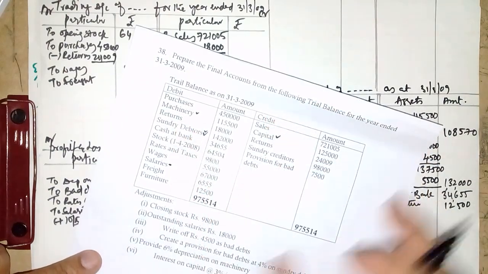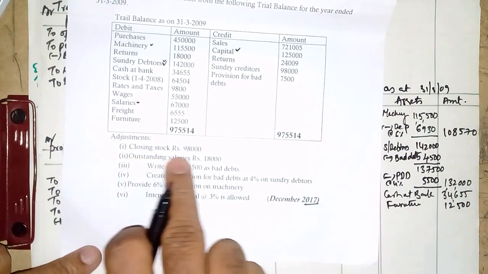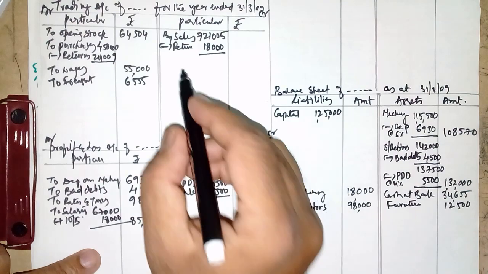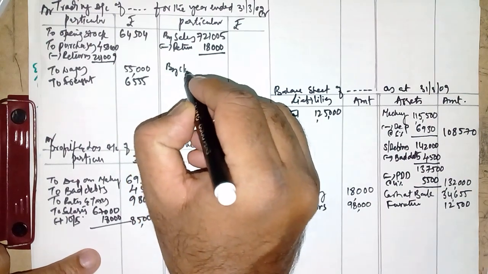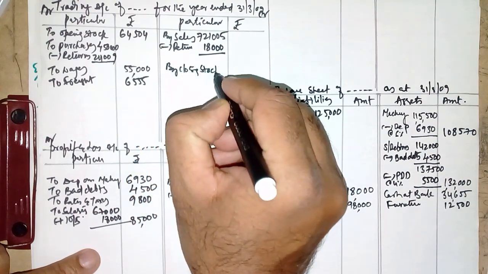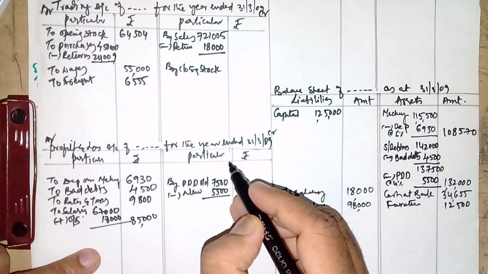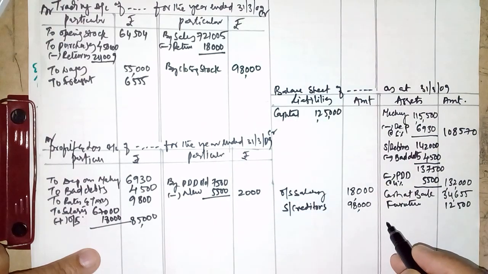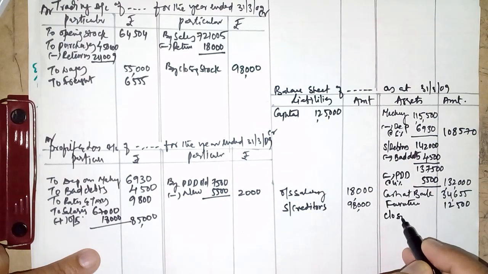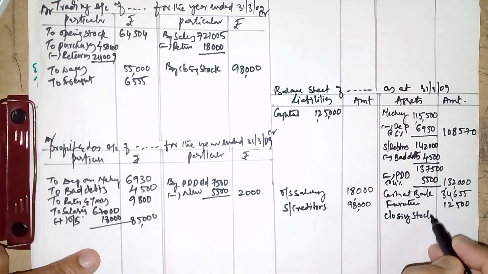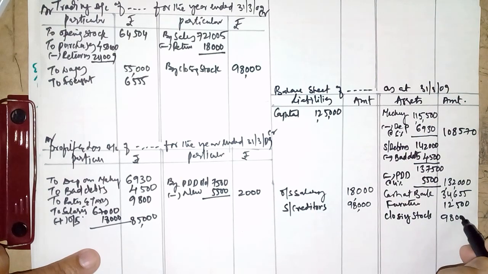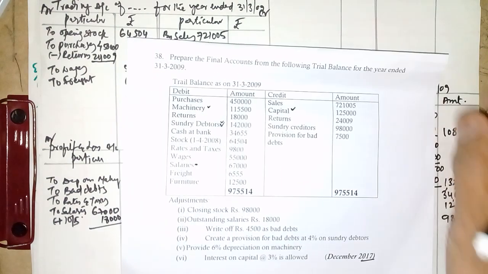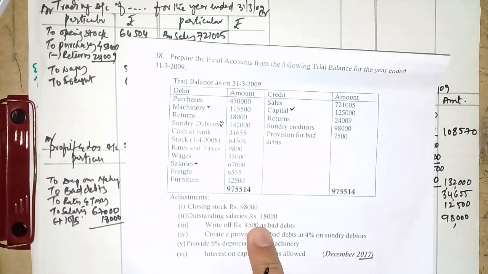Once the trial balance is over, now come to the adjustments. Closing stock is the first adjustment. What is the treatment of closing stock? Always it will be written in two places. By closing stock on the trading account credit side, 98,000, as well as on the asset side of the balance sheet, closing stock 98,000, right?